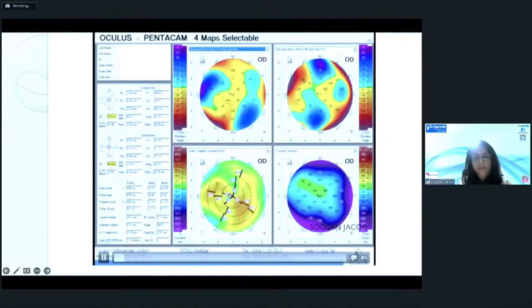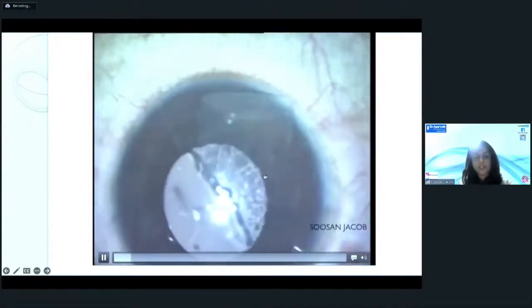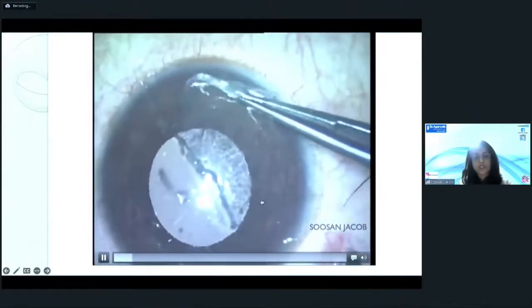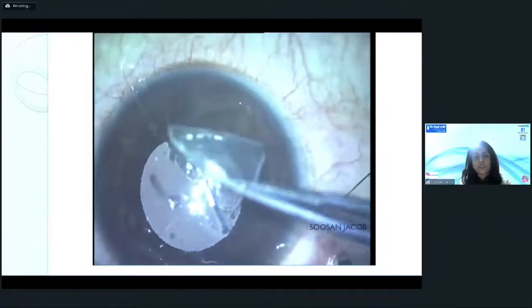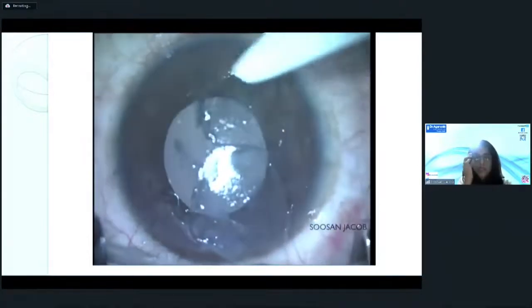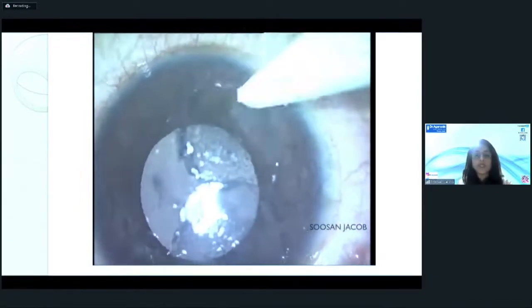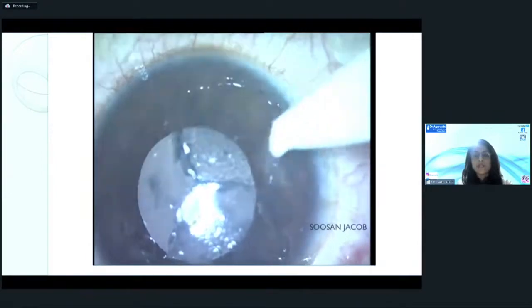This was a topographic map of the patient. And this was the anterior segment OCT, which definitely showed an epithelial ingrowth under the surface of the displaced flap. So here you can see what I'm doing is just lifting up that flap and seeing what is there under it. A lot of epithelial ingrowth, obviously, because that was a very loosely adherent flap.